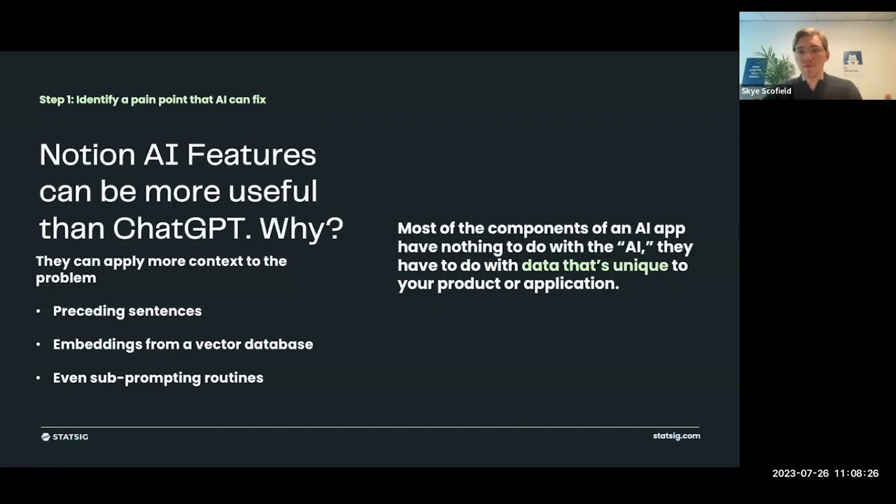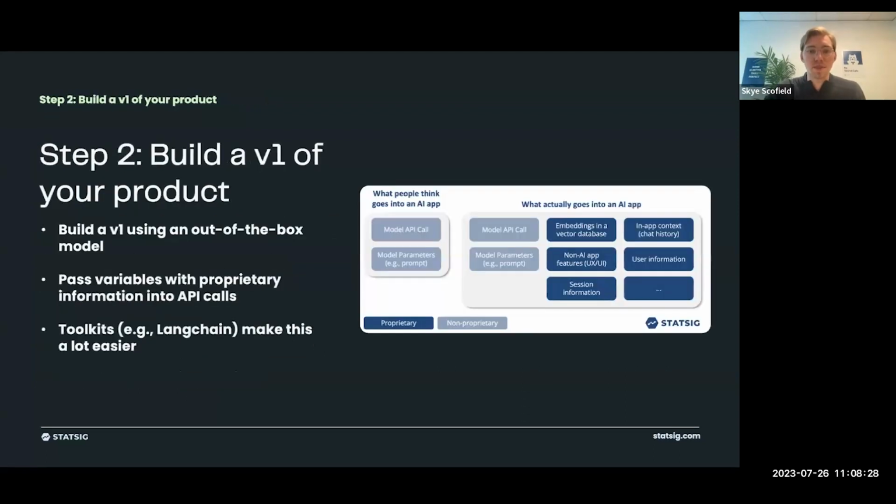Cool. So that's step one, identifying compelling pain points. Step two is building a V1 of your product. And Notion, again, provides a great example of this. So what does it typically take to build a V1 of your product? First, you'll take an out-of-the-box model, accessed via an API and some prompting. You'll pass some variables into that with proprietary information into API calls. And then you'll use toolkits like LangChain to make this easier and iterate over time.